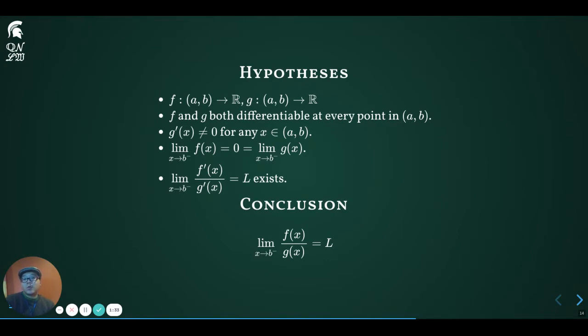And finally, we require that the limit, as we approach b from below, of the ratio of f prime over g prime converges to some value L. Once all these assumptions are verified, we can then conclude that the limit as we approach b from below of the ratio of the original functions f over g also converges to the same limit L.